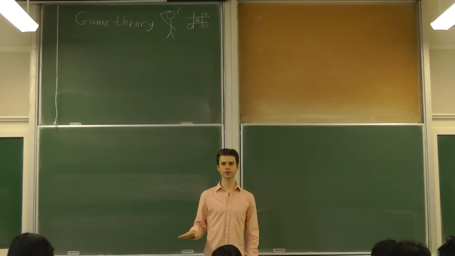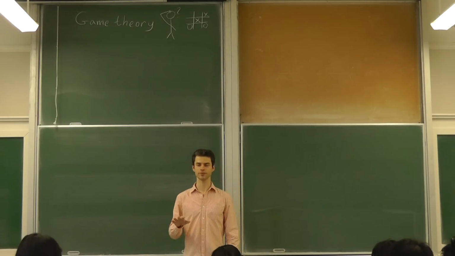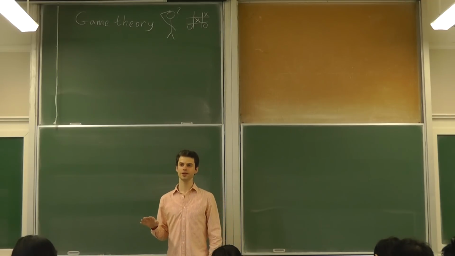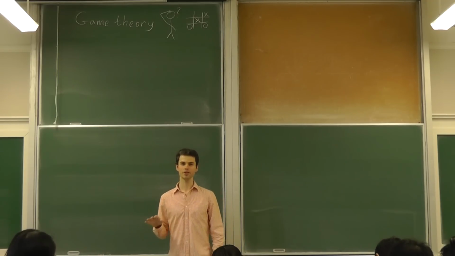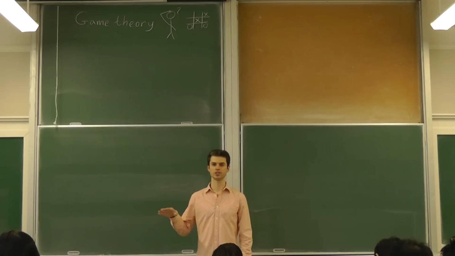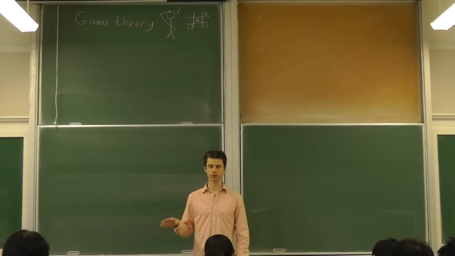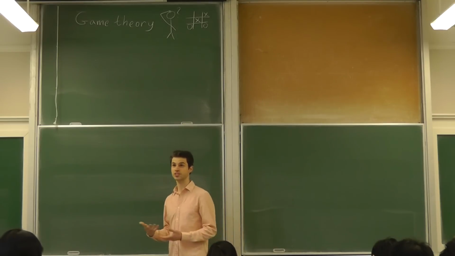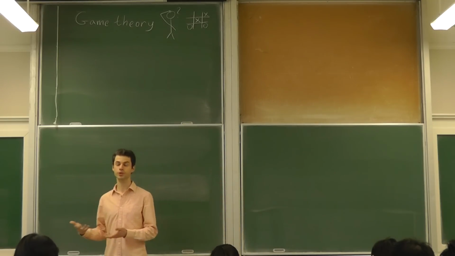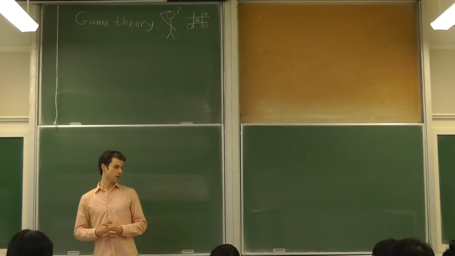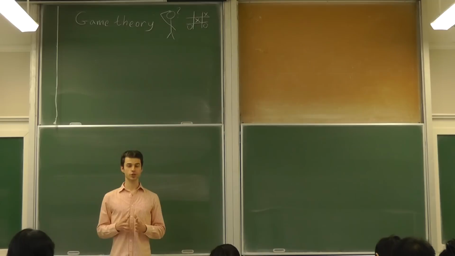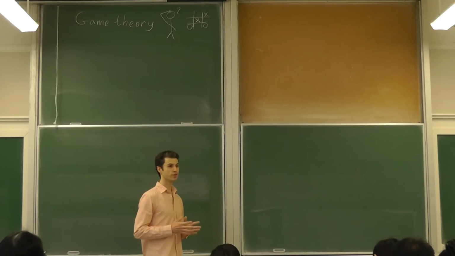So we'll talk only about games where two players play against each other. They both know what the rules are. They both know what the conditions for winning are. They both know how much they will win once they win, or how much they will lose once they lose. And we will assume that the players are both rational.